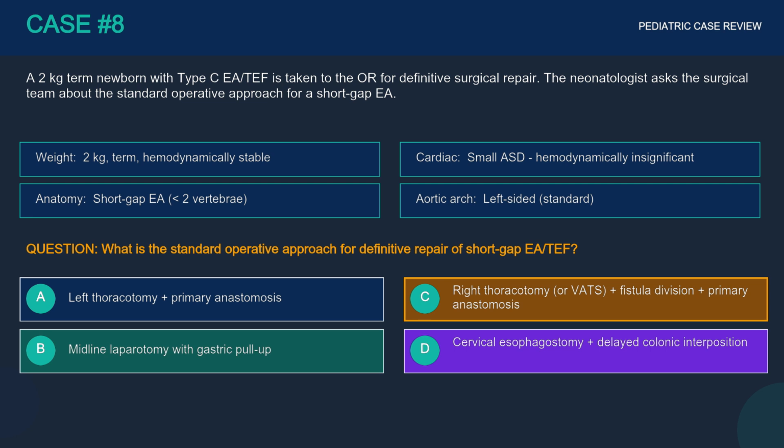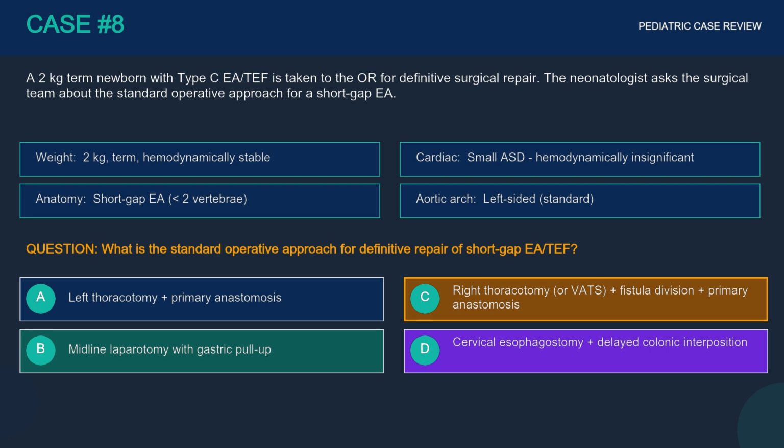Case 8. A 2-kilogram term newborn with type C esophageal atresia and tracheoesophageal fistula is taken to the operating room for definitive surgical repair. The anatomy shows a short gap esophageal atresia of less than 2 vertebral bodies. The aortic arch is left-sided and cardiac echo shows only a small hemodynamically insignificant atrial septal defect. The question is, what is the standard operative approach for definitive repair of short-gap esophageal atresia and tracheoesophageal fistula?